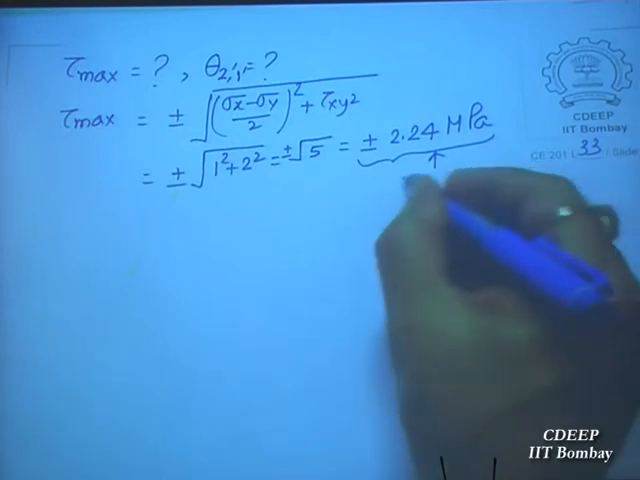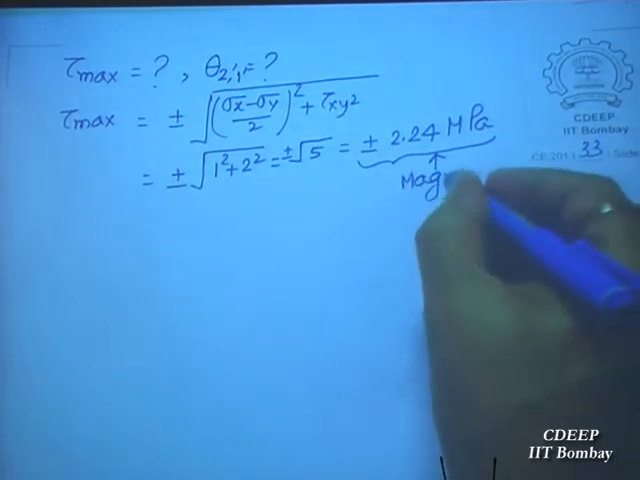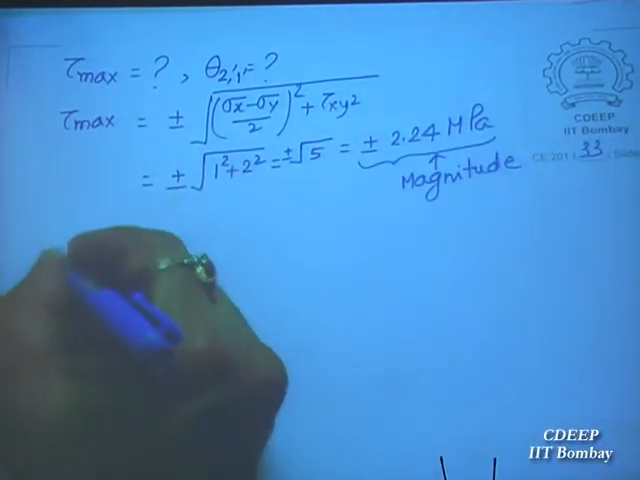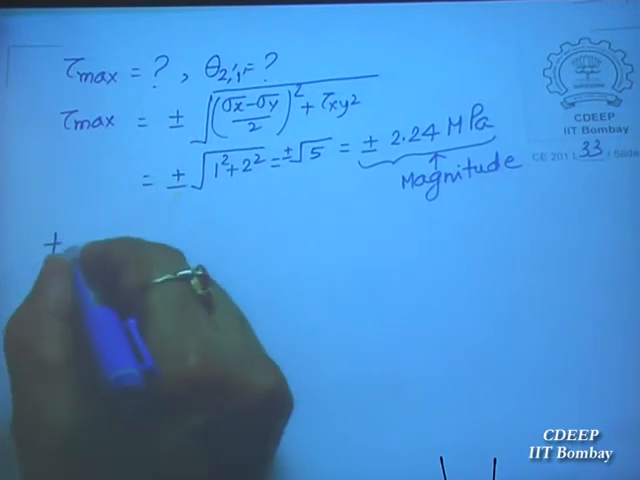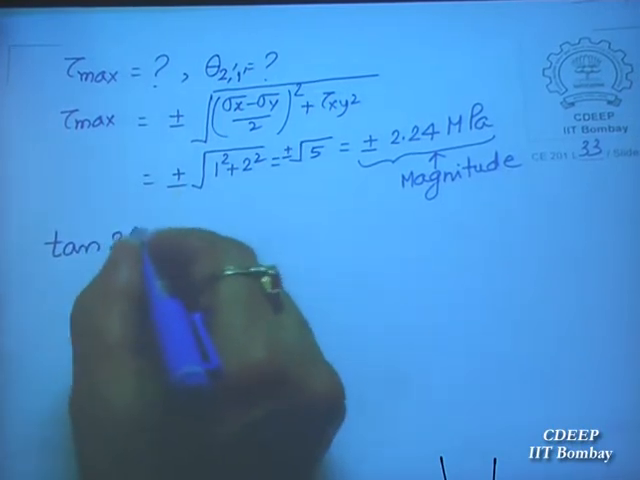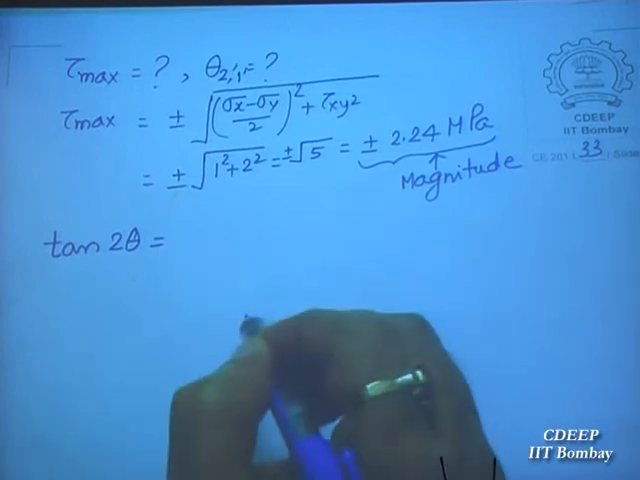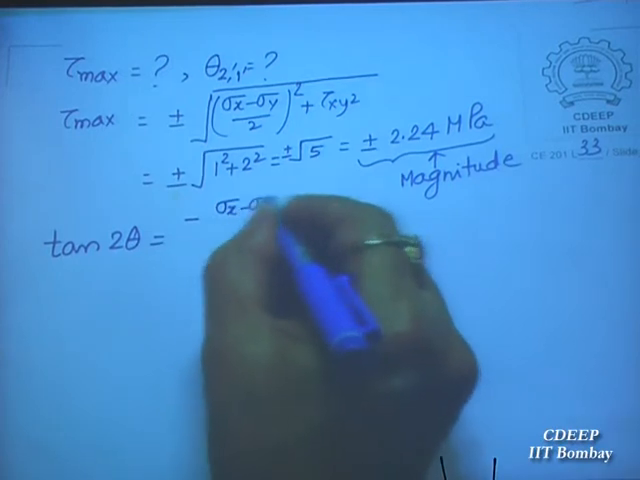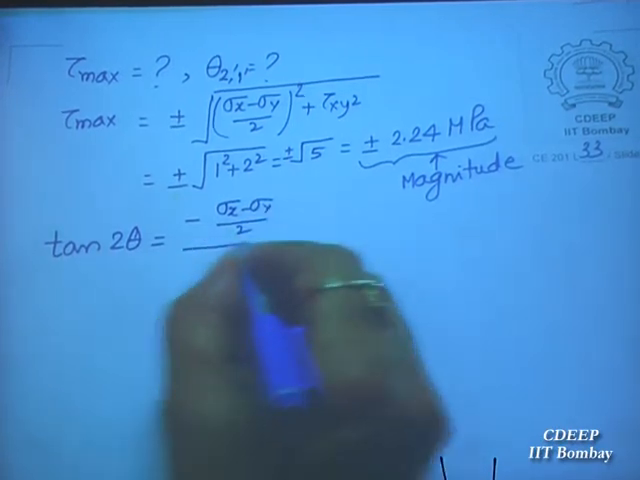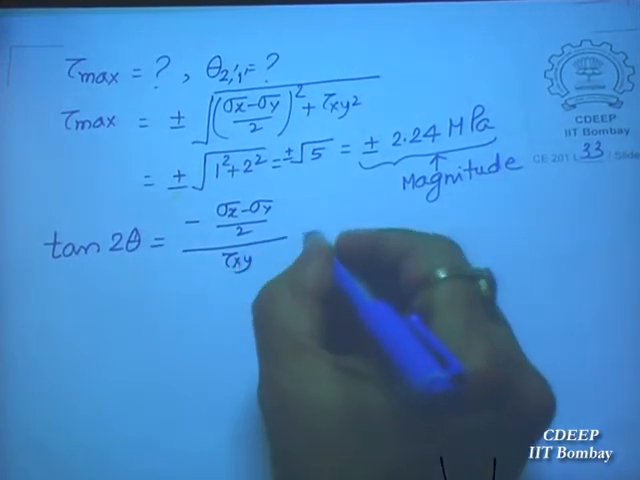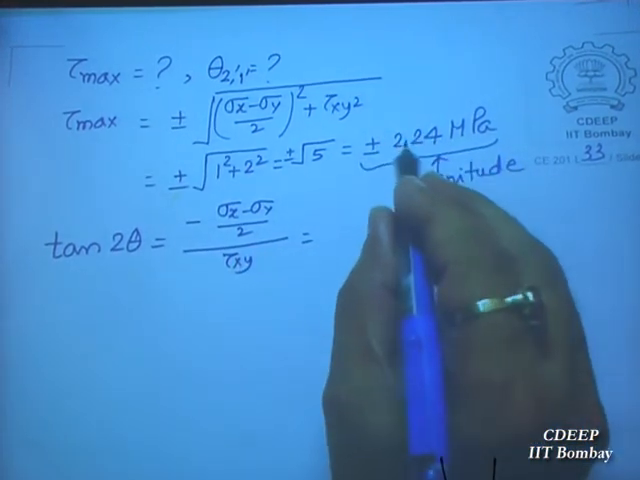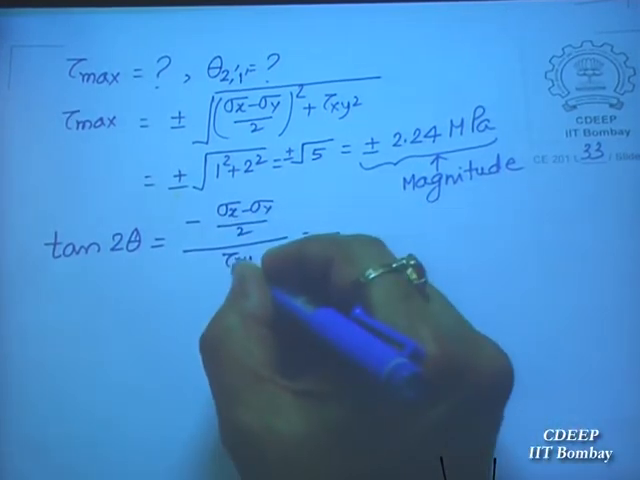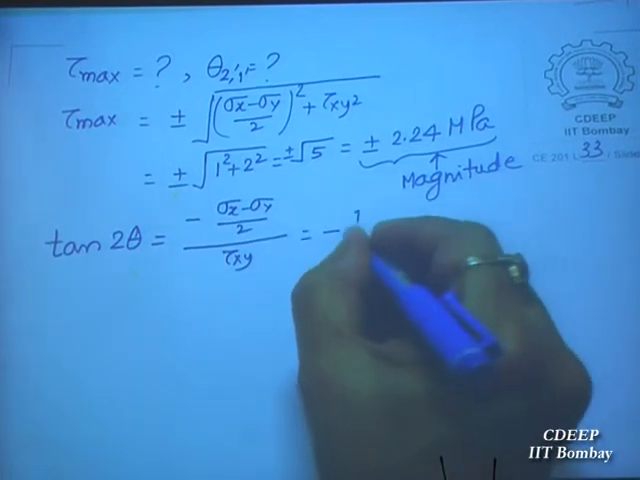What about direction? Tangent of 2 theta 2 is given by minus (sigma x minus sigma y)/2 divided by tau xy. So how much is that? Minus 1/2, so it is minus half.